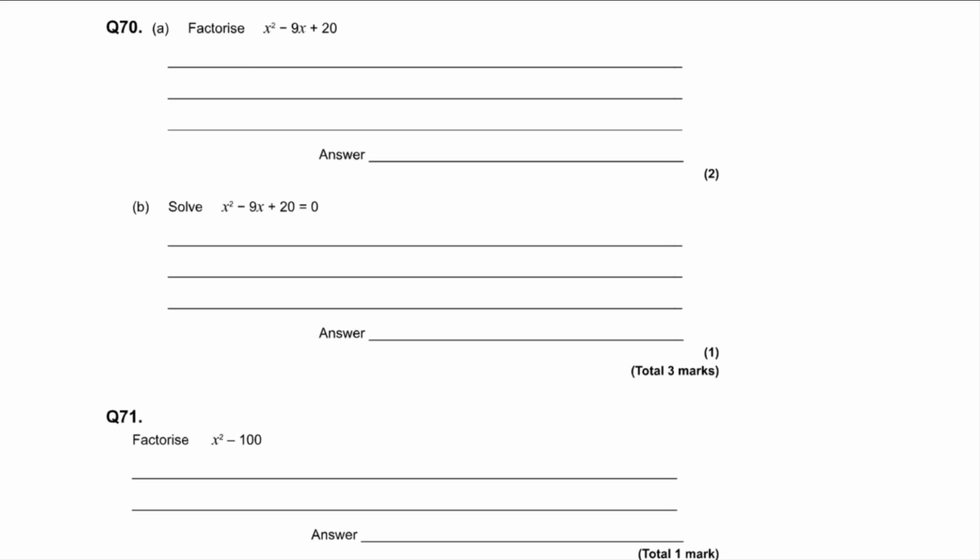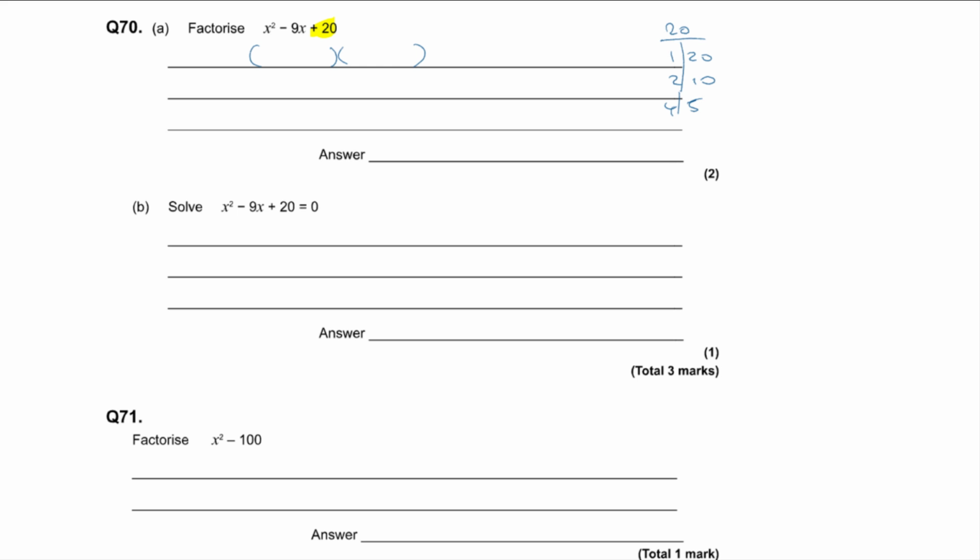Question 70, part A, need to factorize x squared minus 9x plus 20. Now if this factorizes, it's going to factorize into 2 brackets. Now the number on the end, 20, that has factor pairs of 1 and 20, 2 and 10, 4 and 5. They're all the factor pairs of 20.